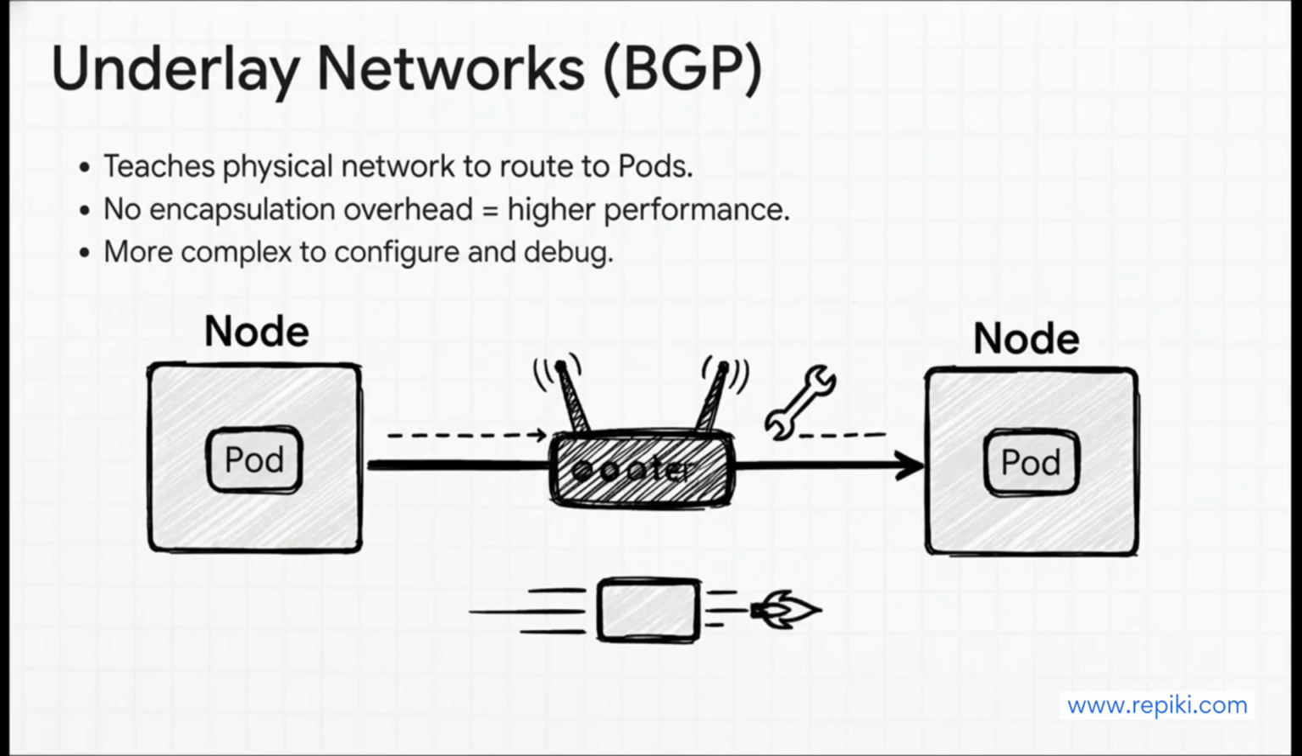Underlay networks, on the other hand, are all about maximum performance. They use routing protocols like BGP, and each node basically tells the physical network routers, hey, here's exactly how to reach all of my pods. There's no wrapping, no extra envelope, so it's incredibly fast. The catch? You need to have administrative control over your network hardware to make this work.